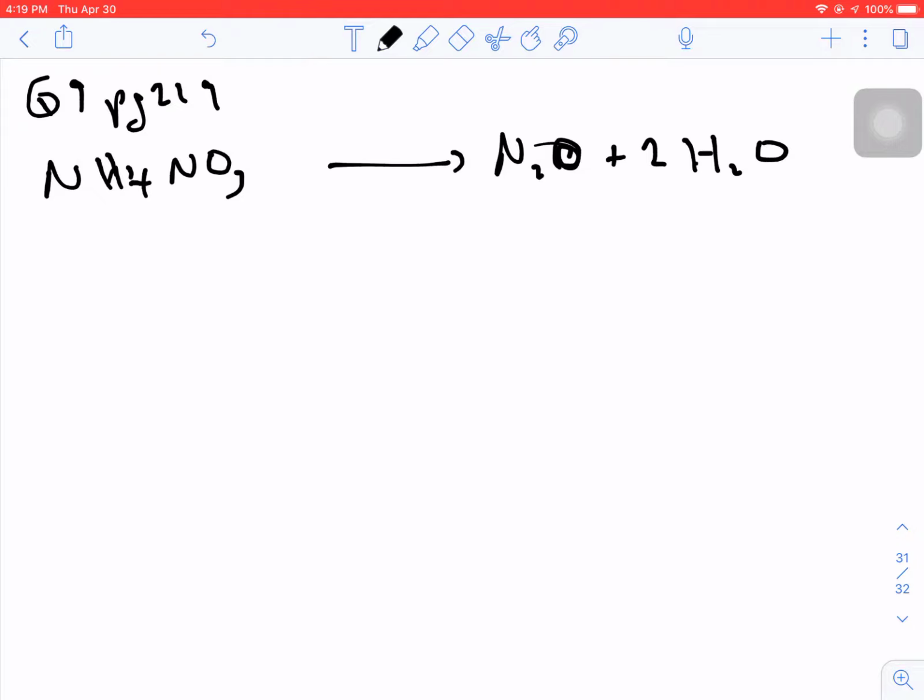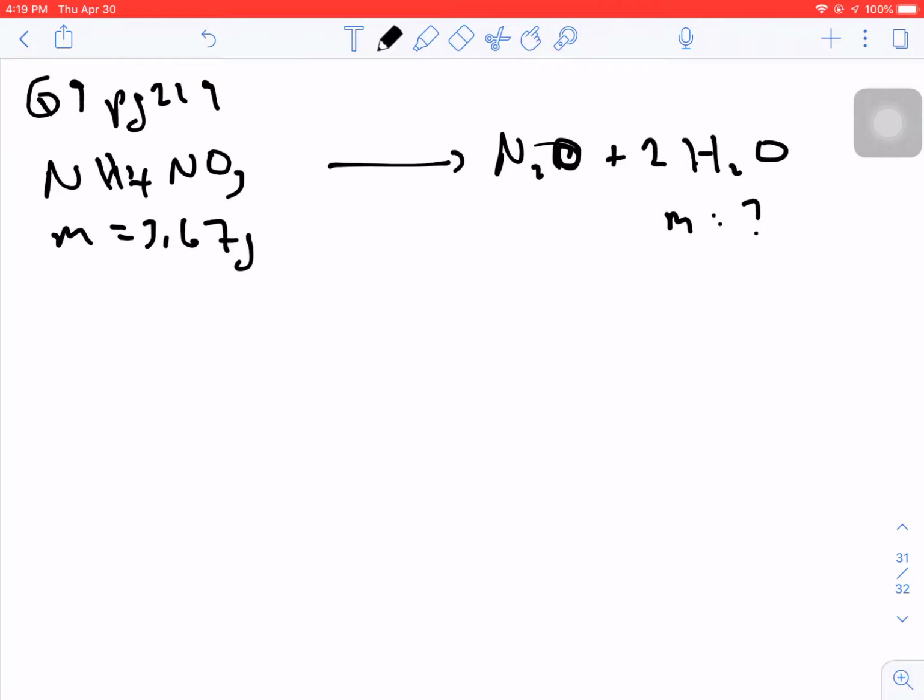Now, the question says, if I start with 3.67 grams of ammonium nitrate, how many grams of water are we going to get? All right, so it's a decomposition reaction. I know that the mass of the products will equal the mass of 3.67, but I don't care about the N2O. The question doesn't mention N2O, and it's got nothing to do with it. I'm looking at how much water is going to be made in this reaction.